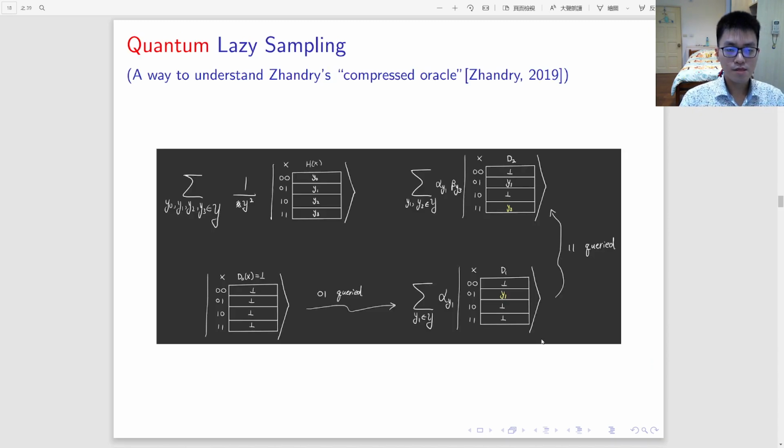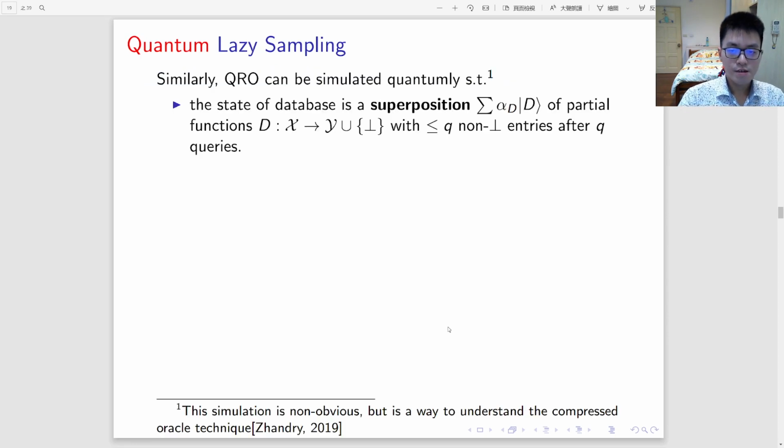We can now put this into the quantum setting. It is the way to understand Zhandry's compressed oracle technique, in the sense that now the database is in a quantum state, and whenever an entry is being freshly sampled, we use Zhandry's compressed oracle to sample that entry. Formally, now the state of the database is in a superposition of partial functions, of course with no more than q non-empty entries after q queries.